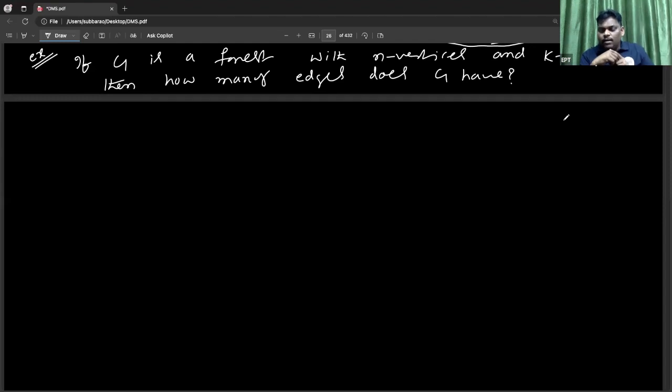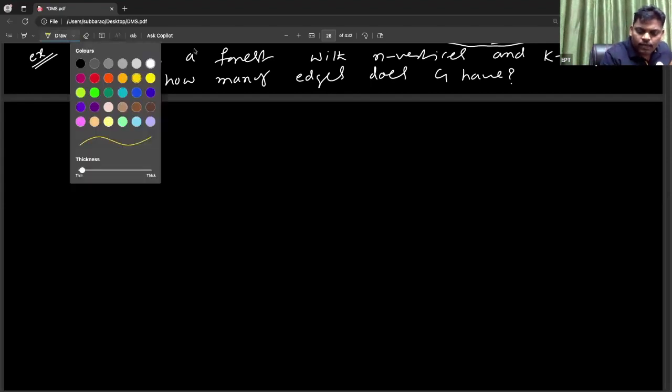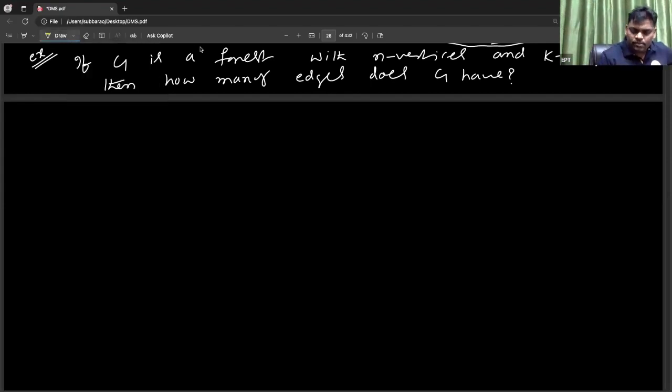Now give the answer. Is G a connected graph or a disconnected graph? Give the answer. What is the answer? It is disconnected.